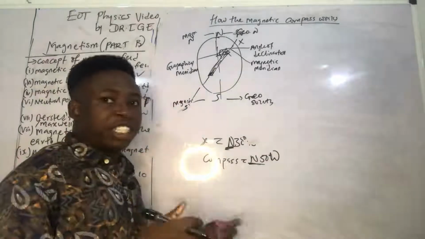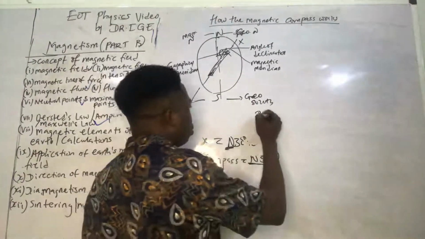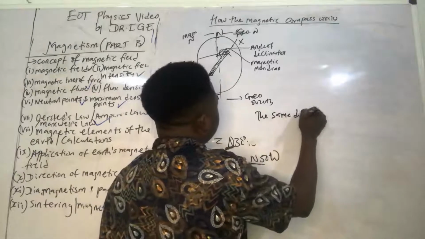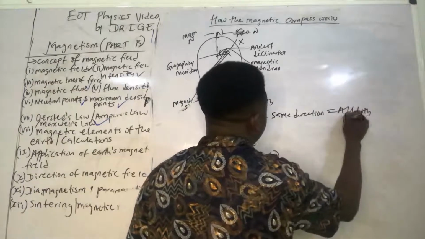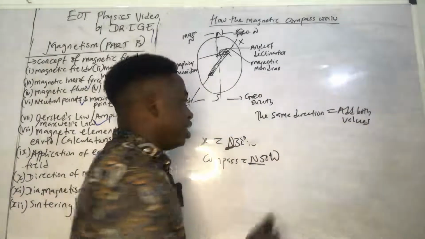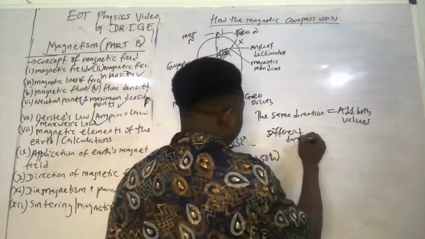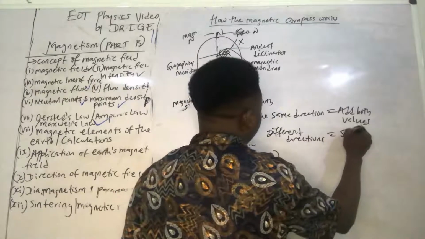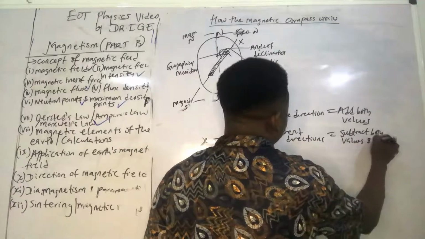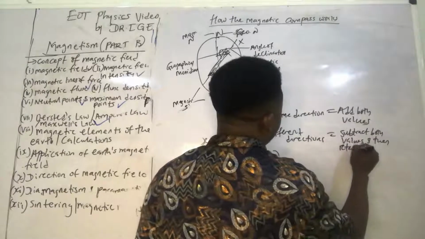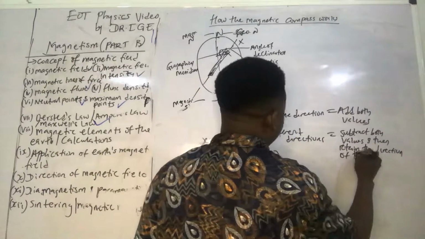The main thing is that there's a way you solve questions like this. If they are in the same direction, add both values. For different directions, subtract both values, and then retain the direction of the greater value.